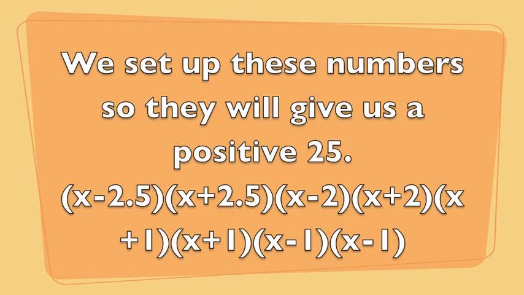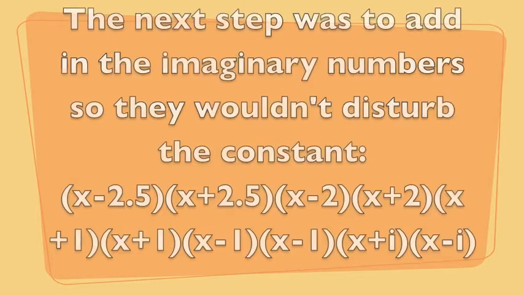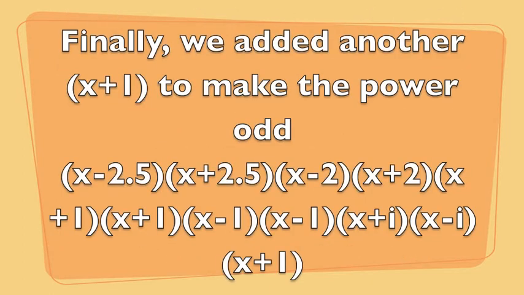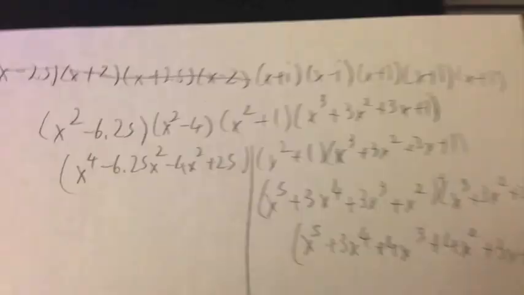We set up these numbers so they'll give us positive 25. You can see negative 2.5 times positive 2.5 times negative 2 times positive 2 times 1 times 1 times negative 1 times negative 1 will give you a positive 25 when you finally multiply it all out together. Now the next step was to add the imaginary number so they wouldn't disturb the constant, and finally we added an x plus 1 to make sure that the power remained odd.